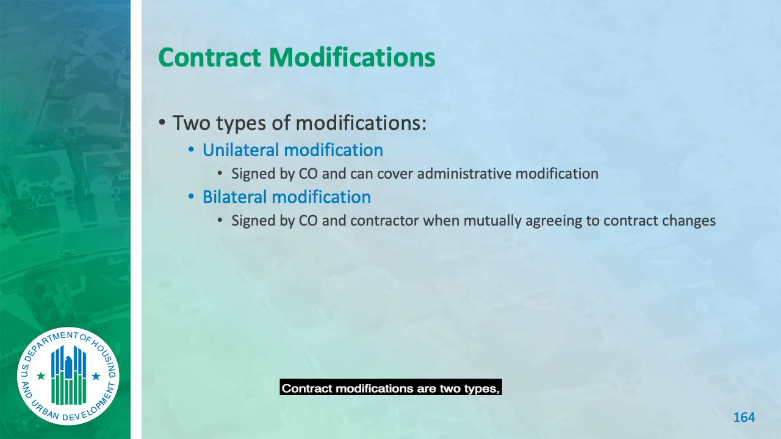Contract modifications are two types, unilateral or bilateral. Uni means one, bilateral means two. Between one signature, ours, and two signatures, ours and theirs, which is the preferred method? Bilateral, correct. I want both people to sign it. Now, if they refuse, you have the right to issue a unilateral. Do not allow a contractor to strike that right from your contract. In my contract form, we have a right to issue unilateral.